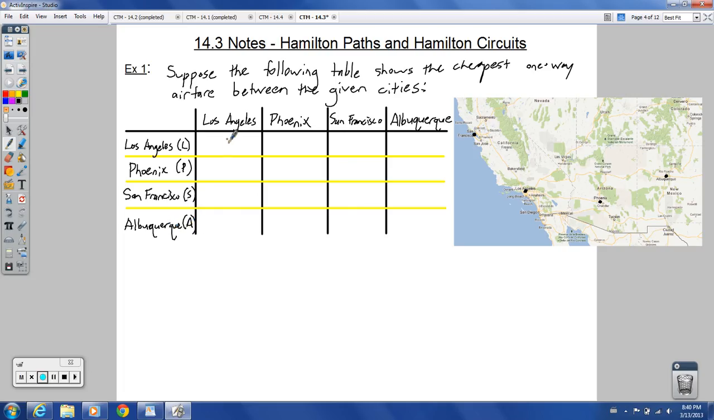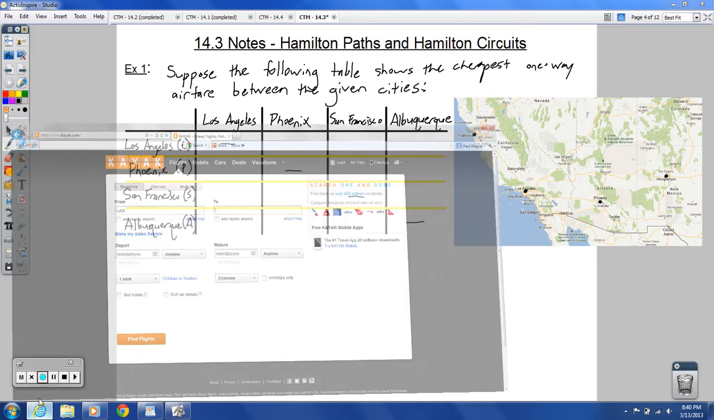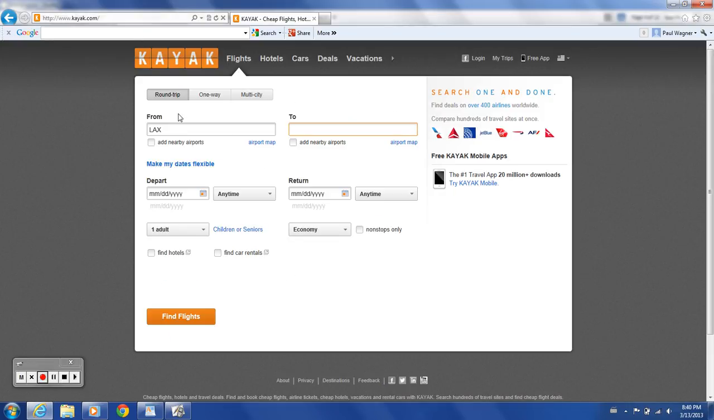And so there's no flights between Los Angeles and Los Angeles. You're already there. Same thing with Phoenix, San Francisco, and Albuquerque. So I'm going to put little slashes through those. I just need to fill in the rest of these here. And so when I purchase flights myself, I usually use this website here. It's called Kayak, kayak.com. So I'm going to be typing in LAX, that's Los Angeles. I'm going to be typing in Phoenix, San Francisco, and Albuquerque.